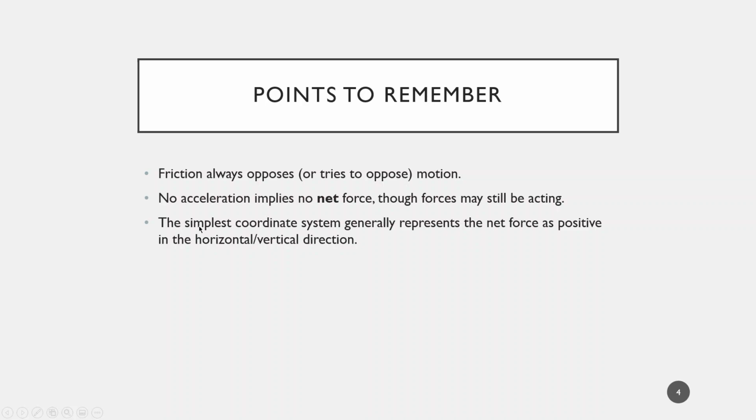It might still be accelerating up or down, in which case there will be a net force up or down, okay? And also that the simplest coordinate system generally represents the net force as positive in either the horizontal or vertical direction. So that's what we've been doing. We've been setting up our coordinate system so that the acceleration points in a positive direction. It is not pointing at some weird angle with our coordinate system. It is either pointing horizontally or vertically, in which case your net force will also be pointing horizontally or vertically, and that's going to make things a lot simpler for you to analyze in terms of these two-dimensional force problems.